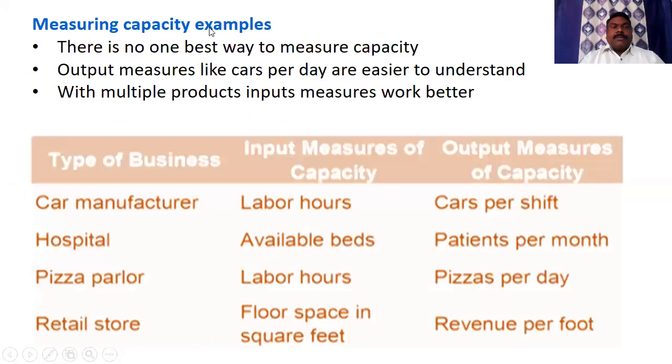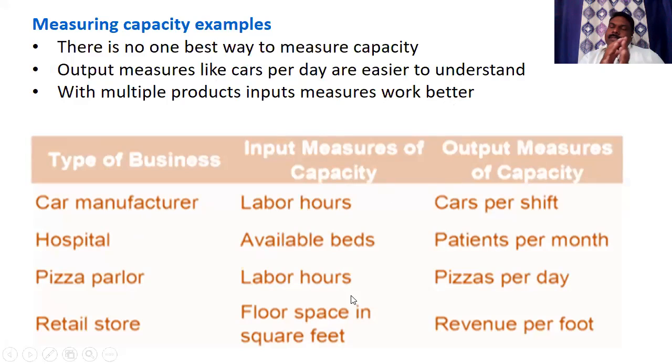So, measuring the capacity, examples: there is no one best way to measure the capacity. Output measures like cost per day are easier to understand. With multiple products, input measures work better. So here, for example, a car manufacturer: if you look at input measures, the capacity is labor hours. And the output measure of capacity is cars per shift.